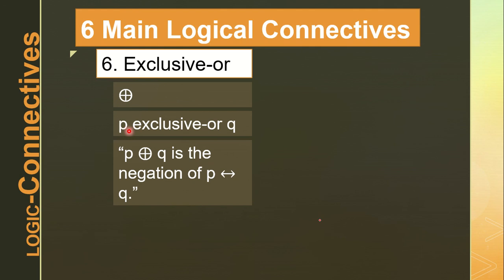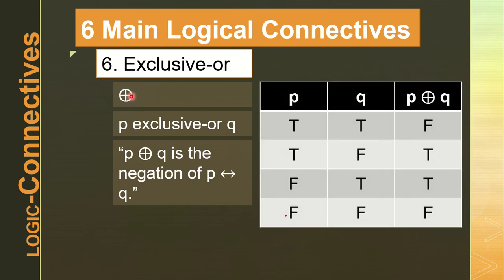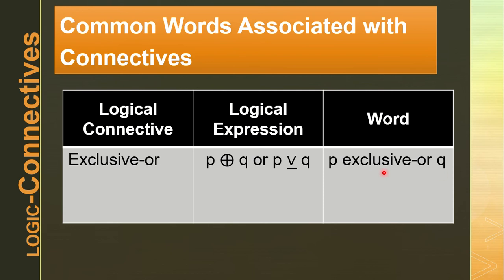Next we have exclusive OR. The symbol for exclusive OR is a circle with a cross. This is the only connective which has no associated words or phrases. The exclusive OR of a compound statement is just the negation of the biconditional. So you take note of the truth values. When all of the atomic statements have the same truth values, then the compound statement using exclusive OR is false. Otherwise, when at least one has a different truth value, the compound statement is true. Another symbol for exclusive OR is this symbol.